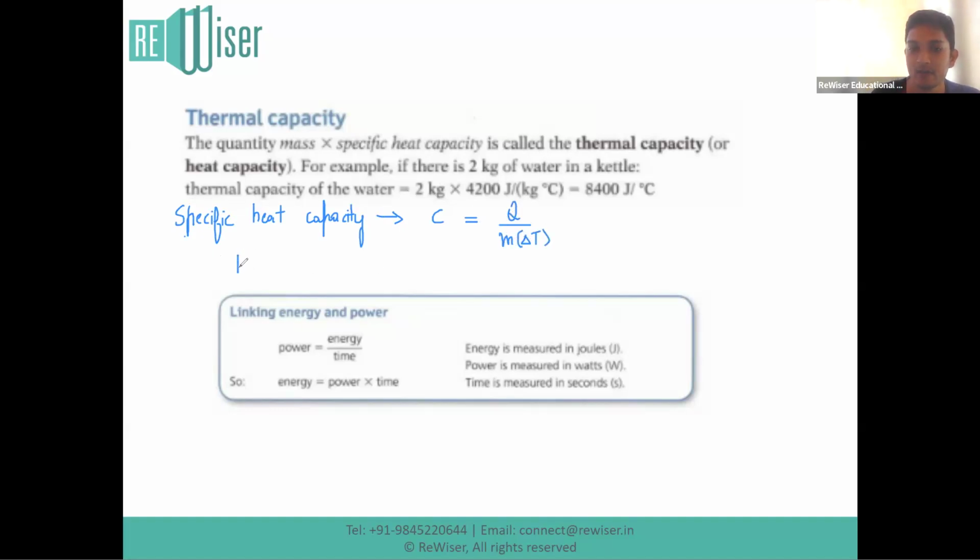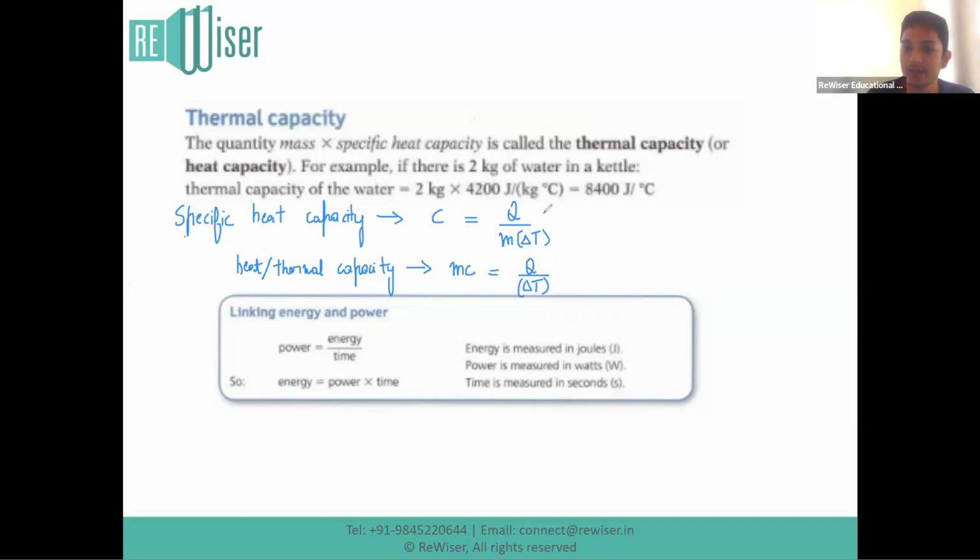Just heat capacity or just thermal capacity is different. It is denoted by M into C together, which is just Q by delta T. It is the energy required to change the temperature of any substance by 1 degree Celsius. The word unit mass goes away because M is being multiplied here. Specific heat capacity is C equal to Q by M delta T. And thermal capacity is MC, which is just Q by delta T.